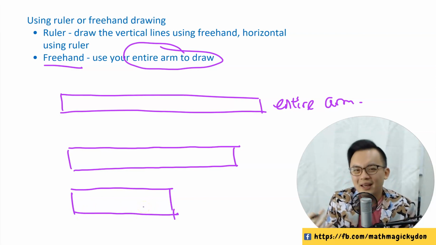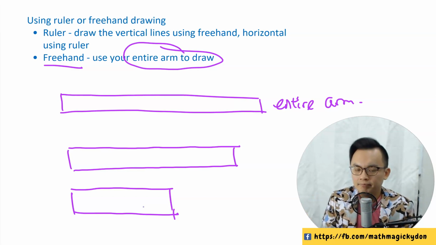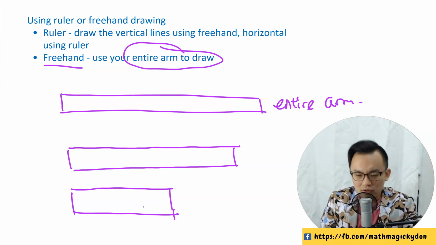I just find that freehand, I personally prefer using freehand because it's faster and easier for me. I don't like using rulers. Anyway, if I draw on a whiteboard, I also cannot use rulers, so I practice using freehand.